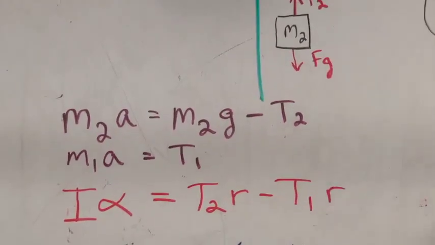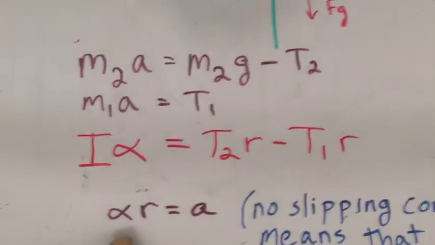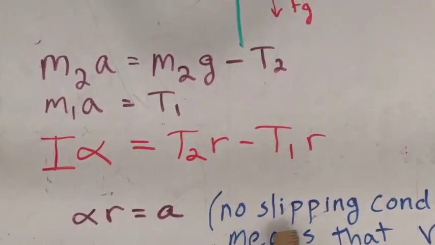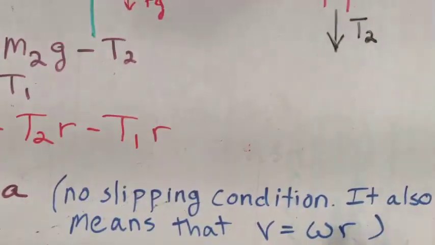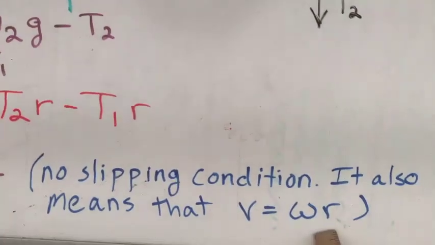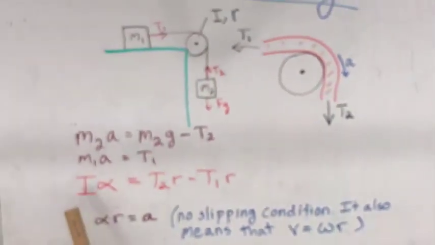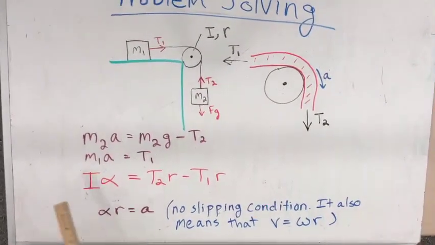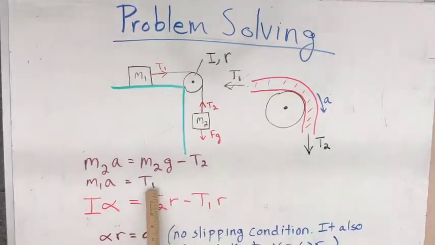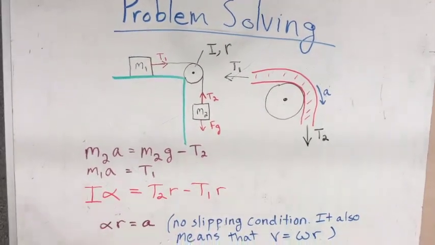Now, because the string does not slip on the pulley, we can also write that alpha R is equal to A. This is a no slipping condition, and it also means that V is equal to omega times R. And now that we have this equation, we have 4 unknowns, A, T2, T1, and alpha, with 4 equations, and we are able to solve this problem.